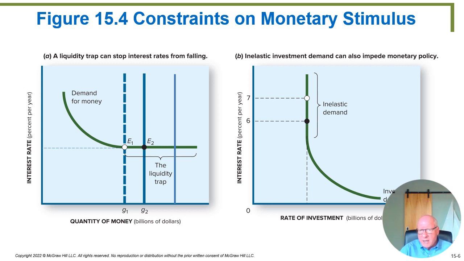In the next slide, we have something called an inelastic investment demand curve. Now, normally demand curves look like this one right here. They have a slope, which means that as the interest rate goes down in this direction, the quantity of investments goes up in that direction. That's what a normal demand curve does, right? The lower the price, the more the quantity demanded. We all recognize that. But take a look at this vertical section.